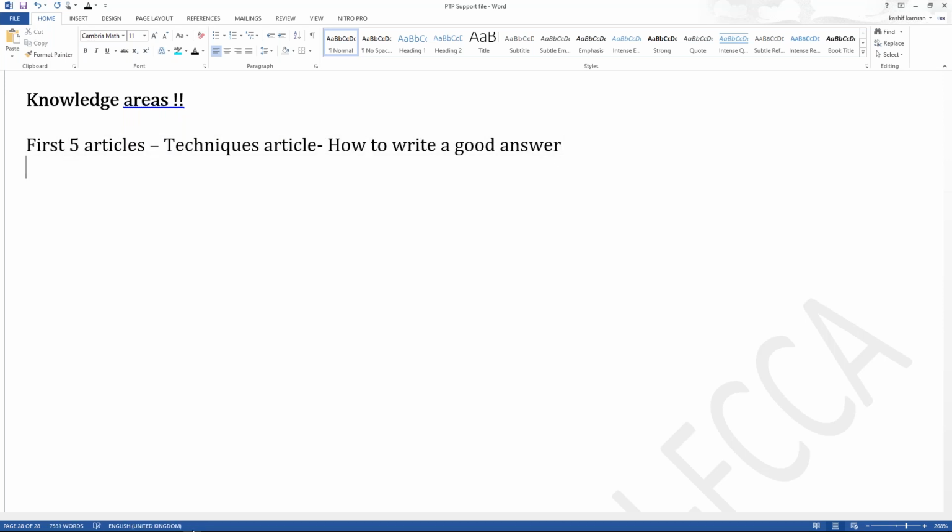In all the core areas. How to write a good answer for ethics, how to write a good answer for risk, how to write a good answer for accounting issues, which comes so many times. You need to calculate the materiality, you need to write the accounting treatment in so many questions. Procedures, how to write a good procedure and how to answer a good reporting question, audit report, reporting. Wonderful, five technique articles. I hope you explore all of them before your exam day.